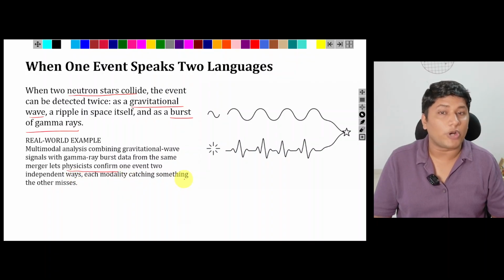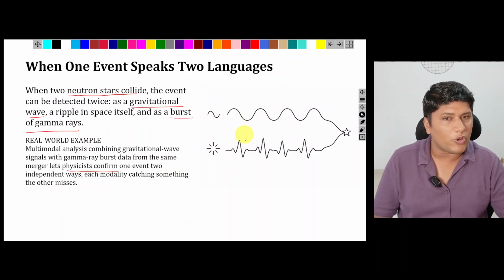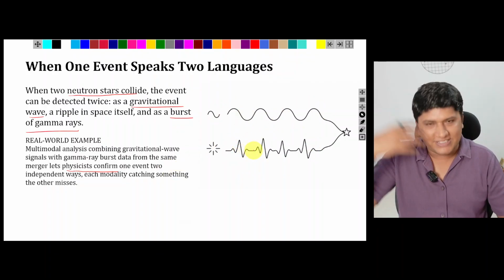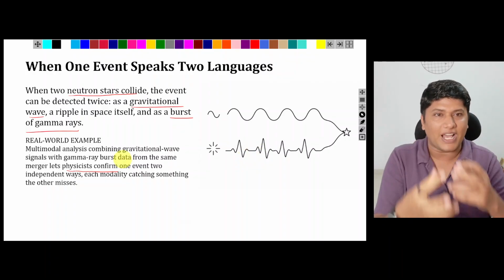Okay, so each modality catches something that the other misses. Gravitational wave is one mode and gamma rays is another mode. Text is one mode, image is another mode. This is how multimodal AI systems are now being used.